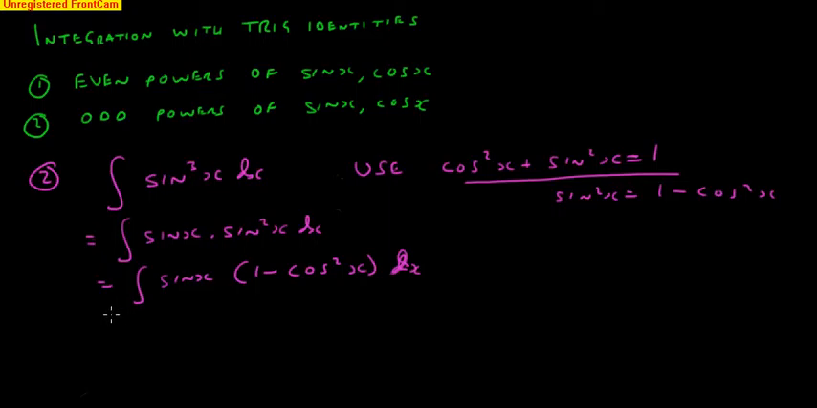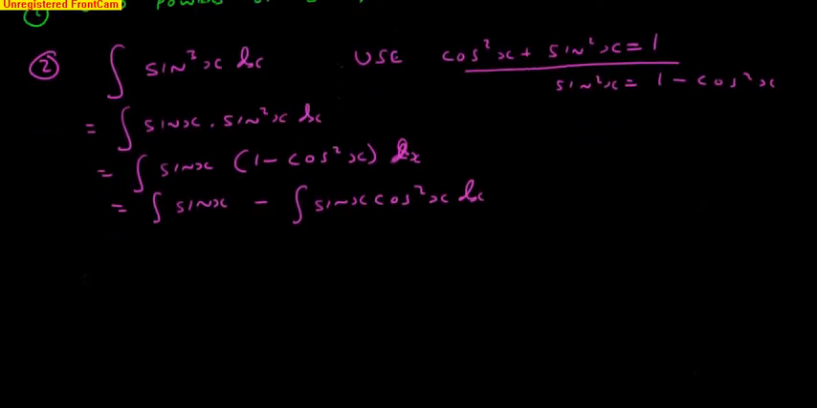And we just multiply out this bracket now. We have the integral of sine x minus the integral of sine x cos squared x with respect to x. Nearly there. We now have to use the making a substitution technique on this part. We can integrate sine x straight away, that's no problem, that'll just be negative cos x.